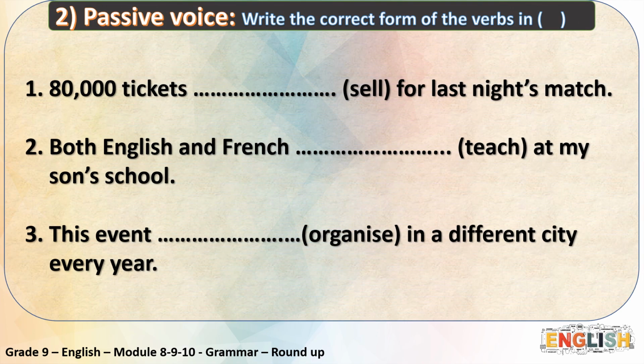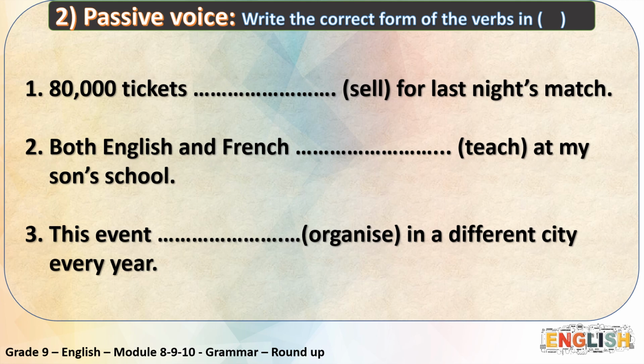Now let's move to rule number 2, the passive voice in the present simple or the past simple. Before we start, let's remember the following points. Number 1, we have to pay attention to the time, whether it's in the present or in the past. Number 2, we have to pay attention to the subject, whether it's plural or singular.